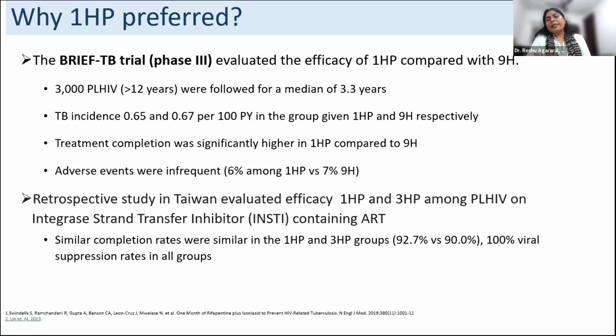And also the studies showed that the completion rate as well as the efficacy of 1HP and 3HP among PLHIV were similar. So these were the main things which led to this decision to use a shorter regimen in the national program for PLHIV, which is 1HP, 1 month, or 28 days, 28 doses of rifapentine with INH.